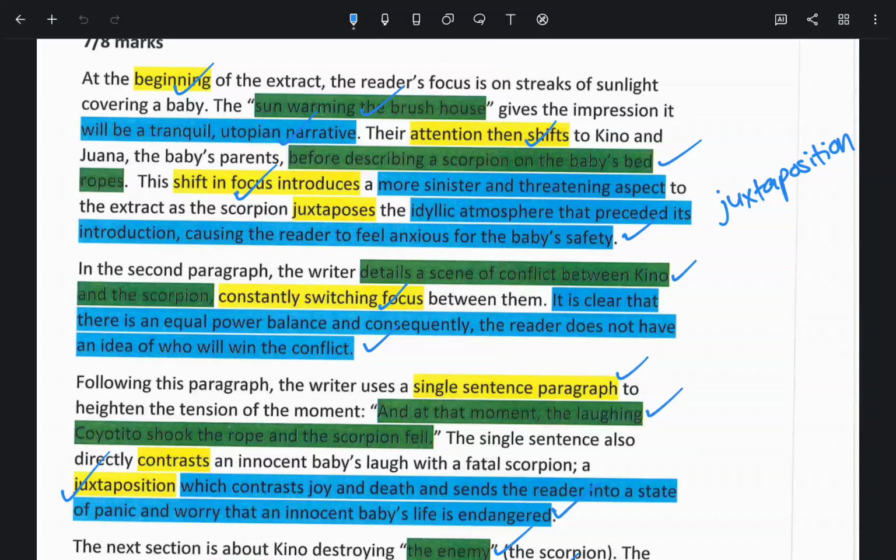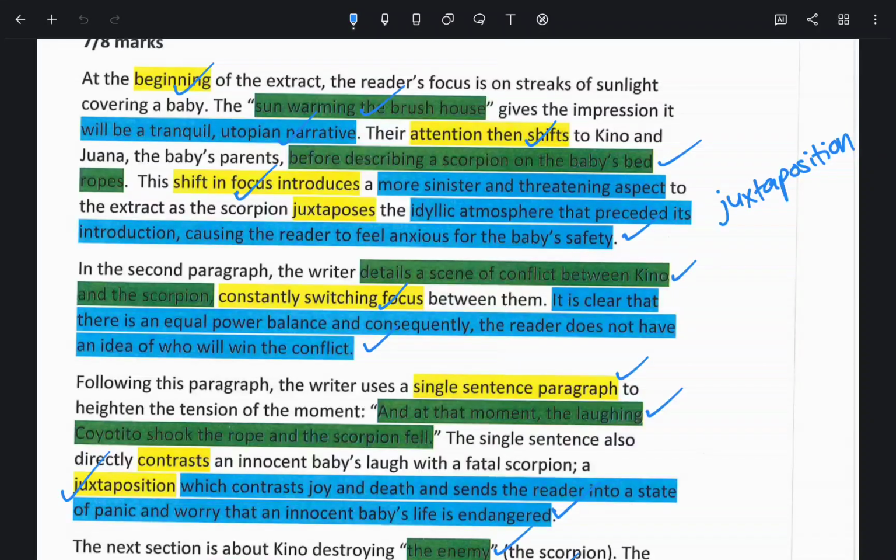Okay, so if we look at it in further detail, whenever you say something in English, you have to back it up with evidence. So in green, as you can see, the sun warming the brush house gives the impression it will be a tranquil, utopian narrative. Tick. Excellent. Great inference. How many students would comment like this? Not many. Tranquil is peaceful, it's calmful. Utopian narrative is almost like they're in heaven.